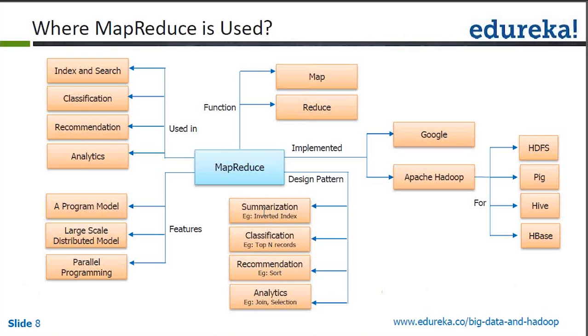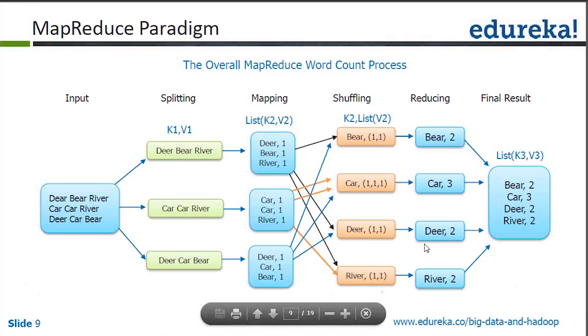Then what are the features of the MapReduce framework? Basically, it's a programming model. It's been designed for large-scale distributed data modeling, and it has the fundamental feature of doing parallel data processing, as I explained just before. Okay, so let's get to the details of how MapReduce works.